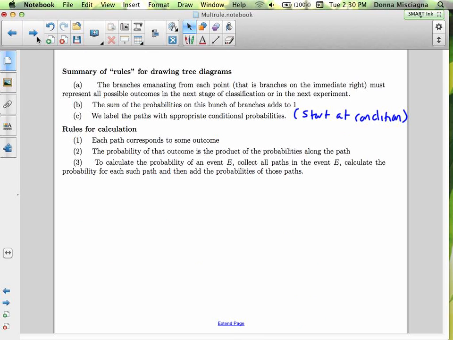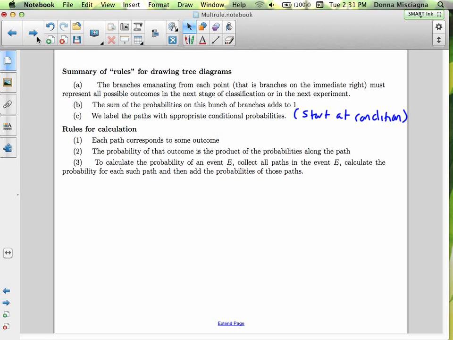They label the paths with the appropriate conditional probabilities. So each section has the probability for that section. Rules for calculation: each path corresponds to some outcome. The probability of that outcome is the product of the probabilities along the path. Right? So for clear and cloudy, we multiplied, for clear and rain, we multiplied the probability of clear times the probability of rain.